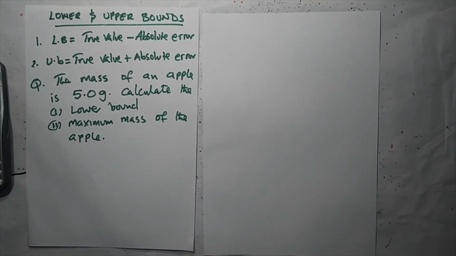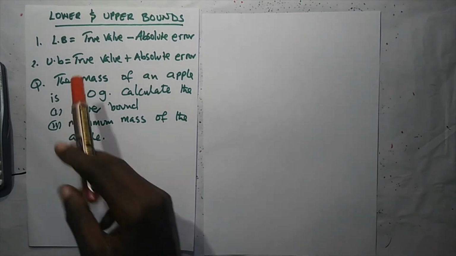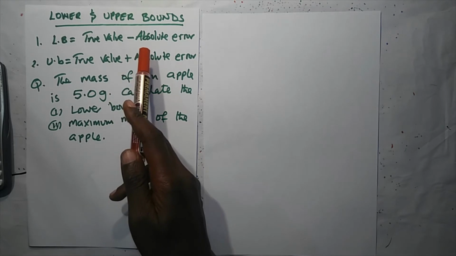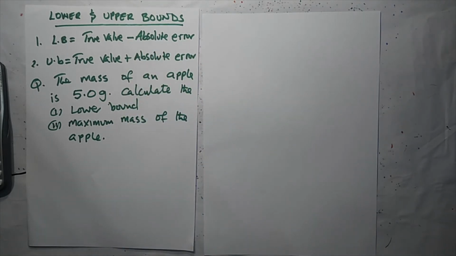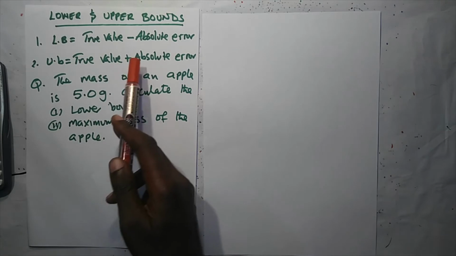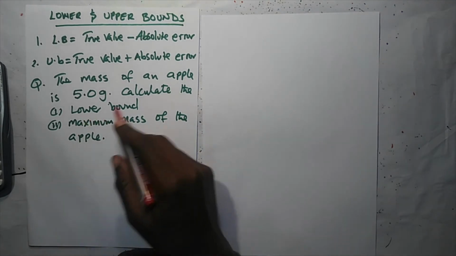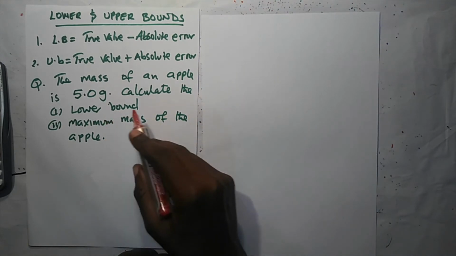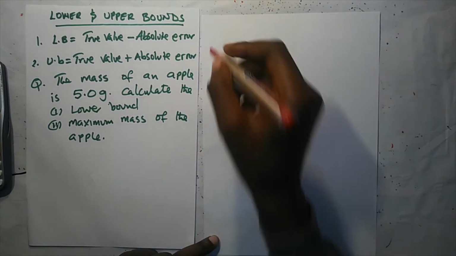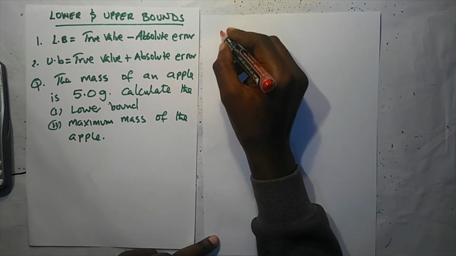In this video, I want us to look at lower and upper bounds. The formula for the lower bound is the true value minus the absolute error, and the upper bound is the true value plus the absolute error. In my previous videos, I talked about how to find the absolute error, so you can see those videos to understand it. The question is: the mass of an apple is 5.0 grams. Calculate the lower bound.